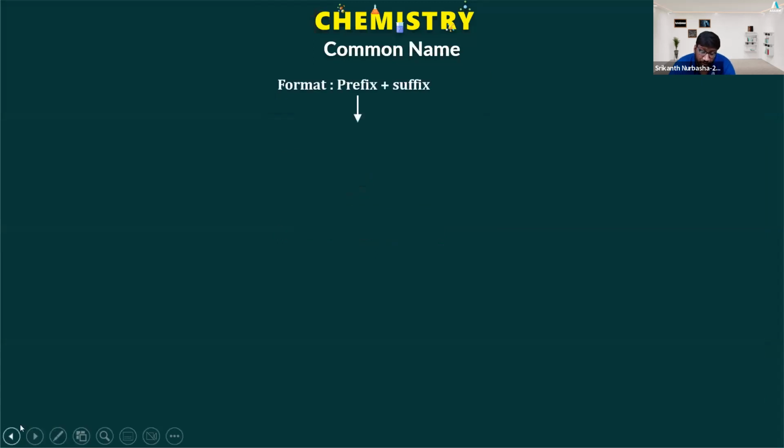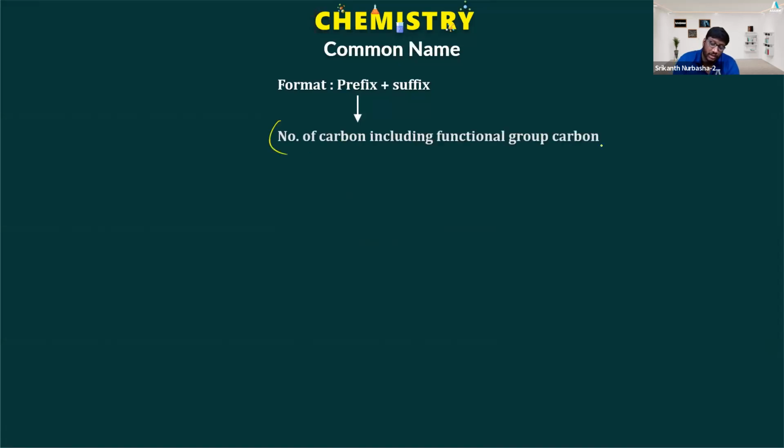Let us look at those names. The format is going to be prefix plus suffix. Earlier we had radical plus suffix, where we named the radical and then added the suffix. Here, for radical independent functional groups, you have to use prefix plus suffix. What idea does the prefix give? The number of carbon atoms, including the functional group carbon.